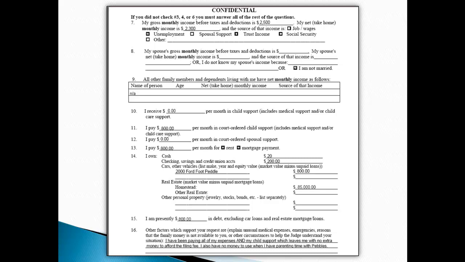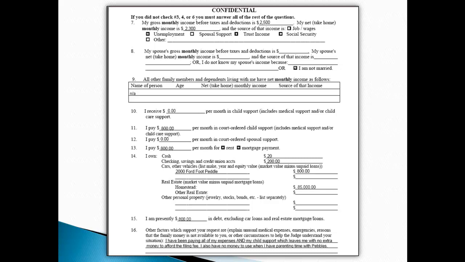For question 7, you would fill in your gross monthly and net monthly income and check the box for the source of your income. It may be from a job, unemployment, Social Security, etc. If you are married, you must also include your spouse's income in question 8. If you are not married, be sure to check the box, I am not married.